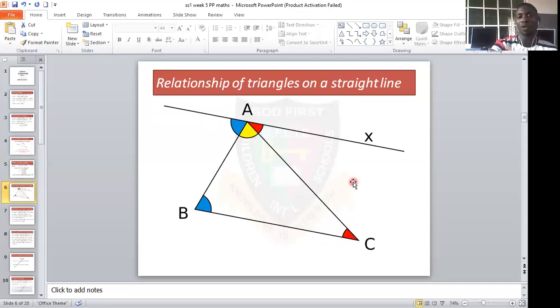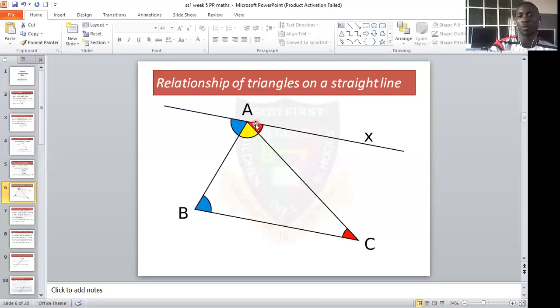Also, the sum of angles on a straight line equals 180. It might not be 3, it might be 2, but the sum of angles made on a straight line equals 180. That is, the red color angle and the yellow color and the blue color here equal 180 on a straight line. So we're looking at the relationship of triangles on a straight line.